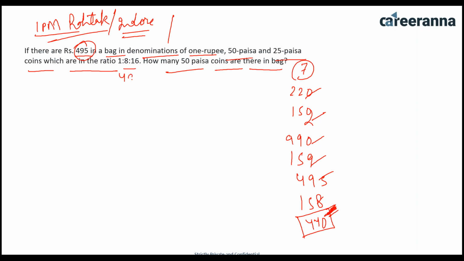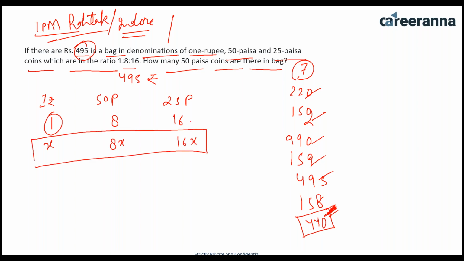Okay, so I have 495 rupees. Yes, 1 rupee, 50 paisa, 25 paisa. Okay, so the ratio is given, 1 is to 8 is to 16. If I take this number x, this will be 8x, this will be 16x. So this will be the ratio of the number of coins. Number of coins. Please pay attention here.